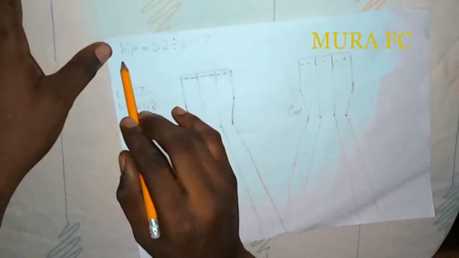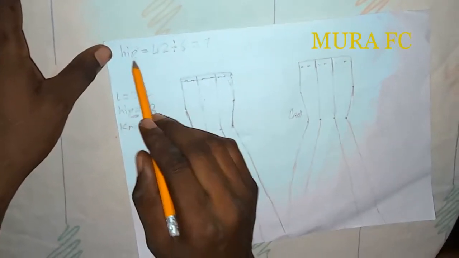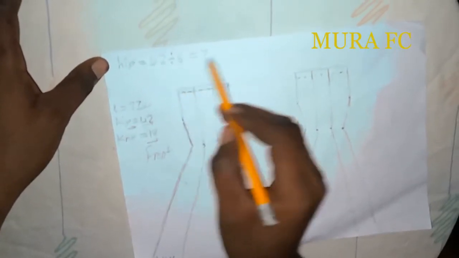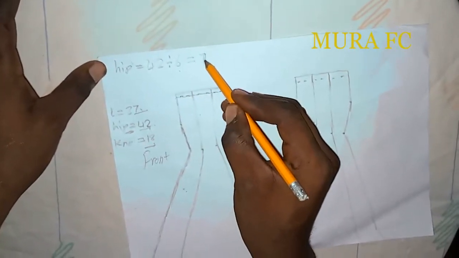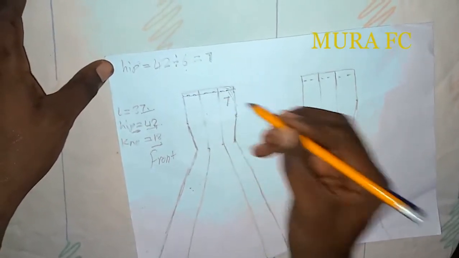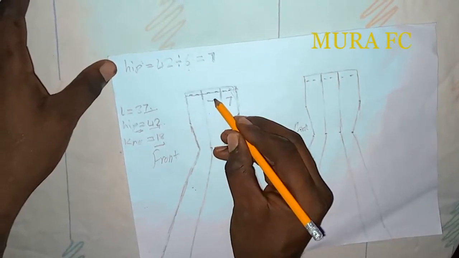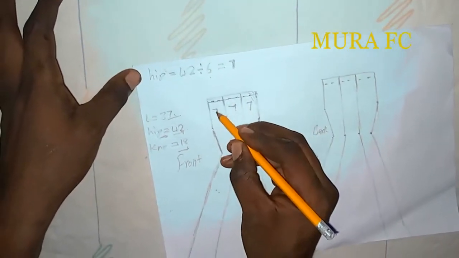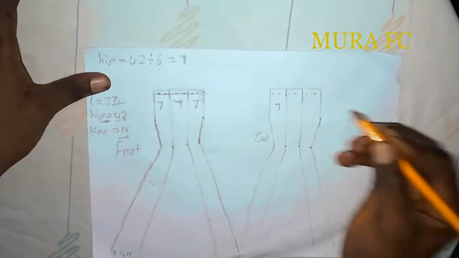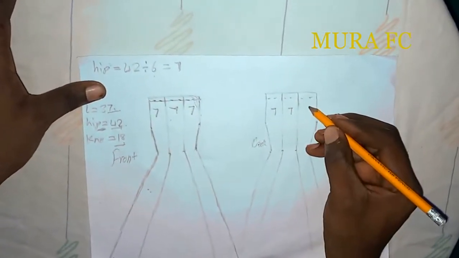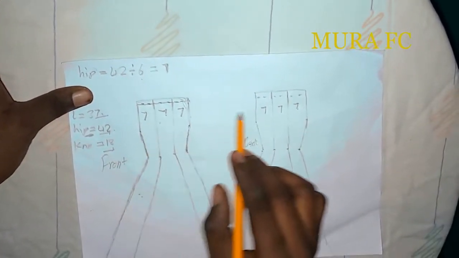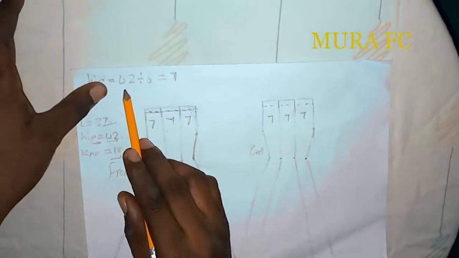So you're going to do the mathematics. Your hip 44 divided by 6 will give you 7. So each one piece here is 7. Each one piece here is 7. Over here, this is the back, the cheek, 7. Here too 7, and here too 7. When you add up all these 7s, it's going to give you 42.